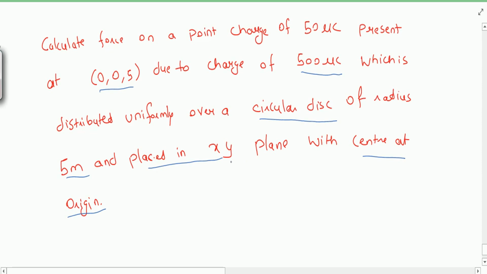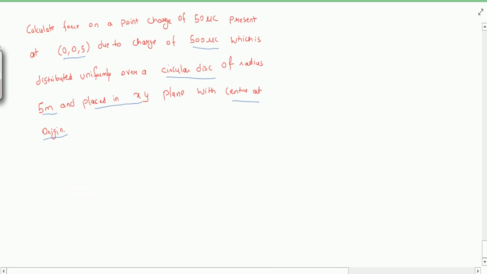Now if you remember, we have done the derivation for the electric field due to a charged disk on its axis. So this problem is based on that derivation only. If you apply the direct formula also, you can get the answer. First we have to find the charge density. So the charge density is charge divided by area of the disk.